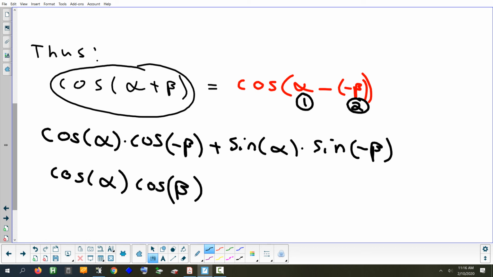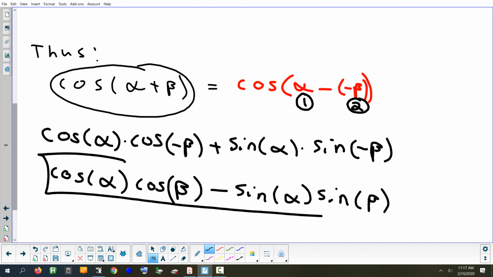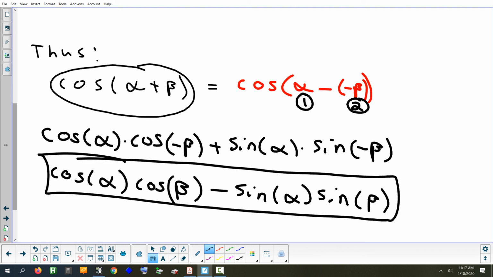Now, what about the negative? I can't do anything with sine alpha, but what about sine negative beta? I can put a negative in front, like this. It's really like multiplying by negative 1. That's what the negative on the beta does. So let's just put it in front. So sine alpha, sine beta. That is your cosine sum formula.